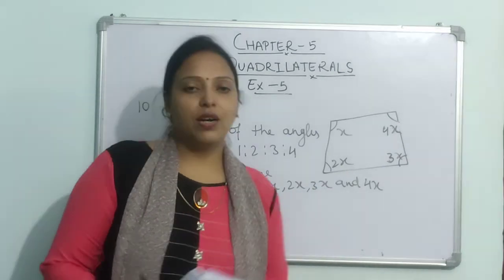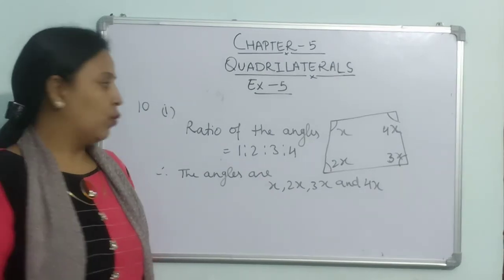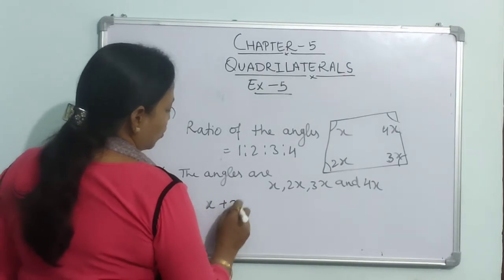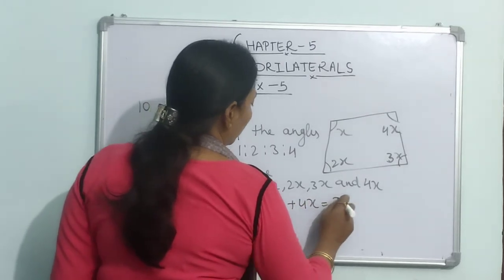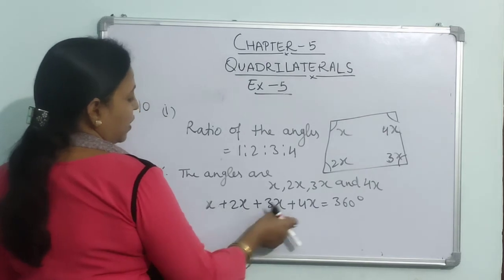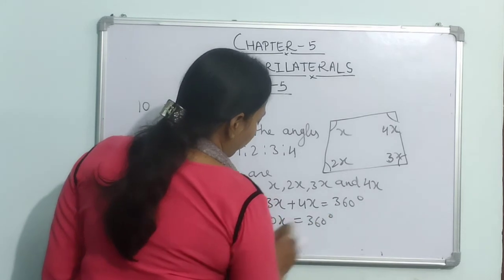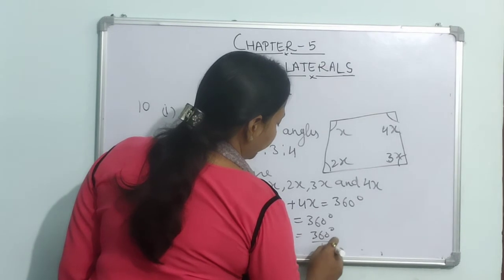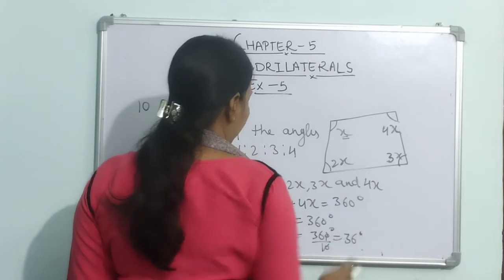And now we will use the angle sum property, that is the sum of all four angles is equal to 360 degree. So add this, x plus 2x plus 3x plus 4x is equal to 360 degree. So when you add, this will come 6 plus 4, 10x. 10x is equal to 360 degree. Therefore, x is equal to 360 degree by 10, 36 degree. So the value of x is 36 degree.